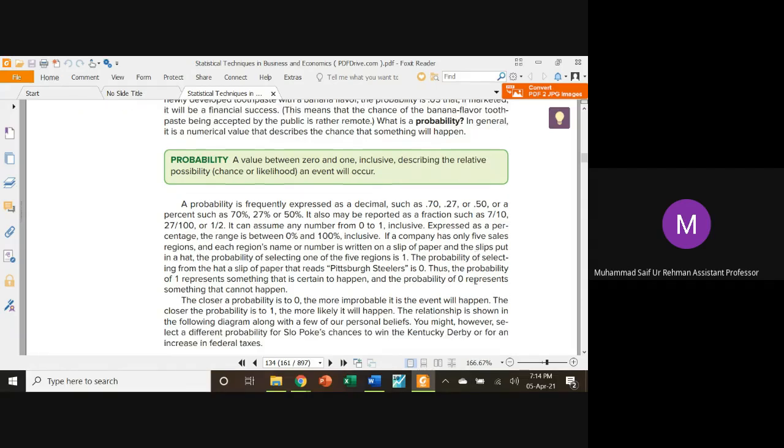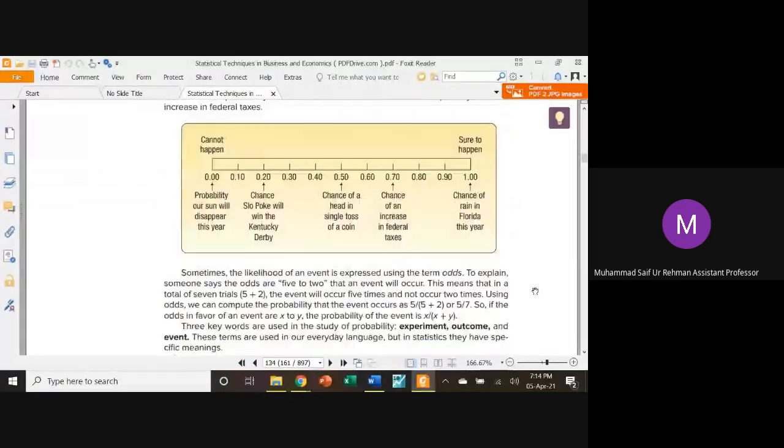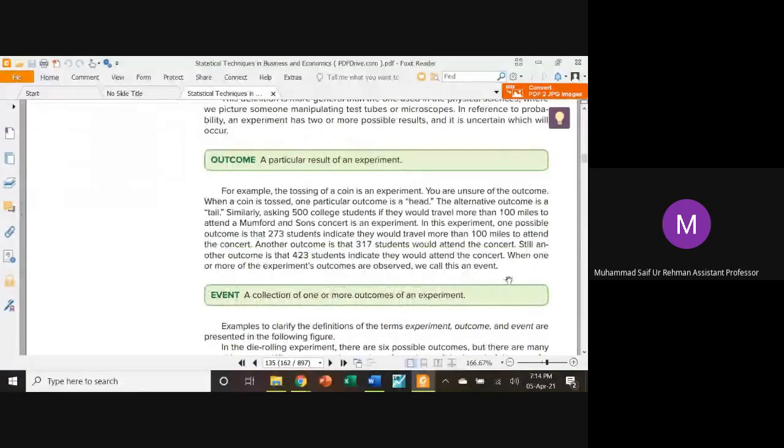Okay, so normally we use the probability concepts in inferential statistics, where we infer something about the population based on a sample. We normally take a sample, and based on the results that we find using sample data, we say that this is correct for the population. So in inferential statistics, normally we take help of probability concepts.